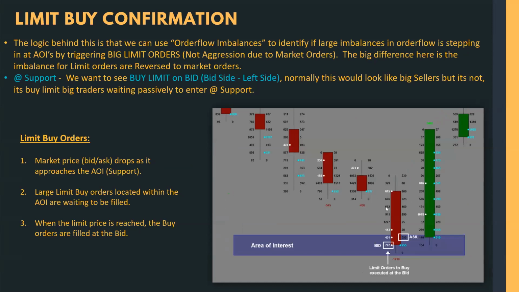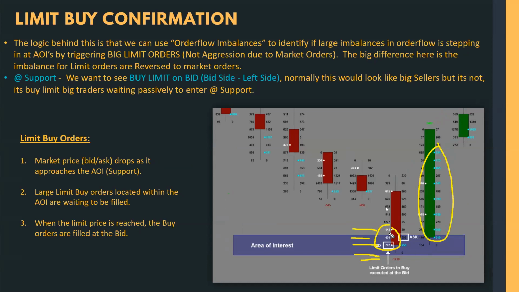Prices come down at the lows. And as prices are coming into the area of interest on the bottom, what may appear to be really big sellers coming in here could be limit orders getting hit. And then price rips up and then you get that big buying aggression in here.